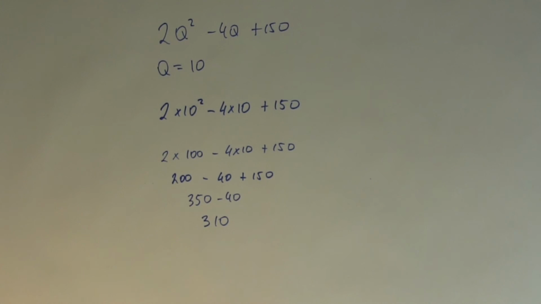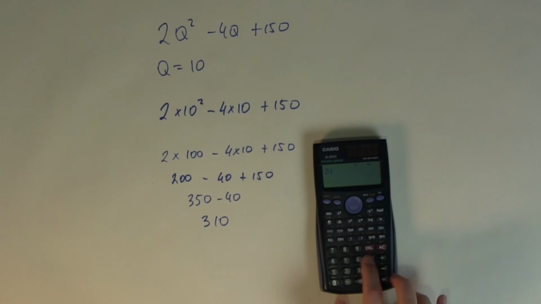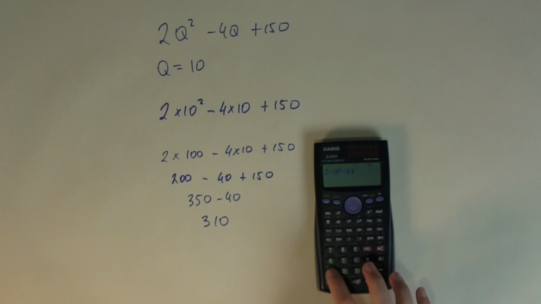Again, just a quick refresher on how we can do it using the calculator. So 2 times 10 squared minus 4 times 10 plus 150 again gives us the answer of 310 quite quickly.